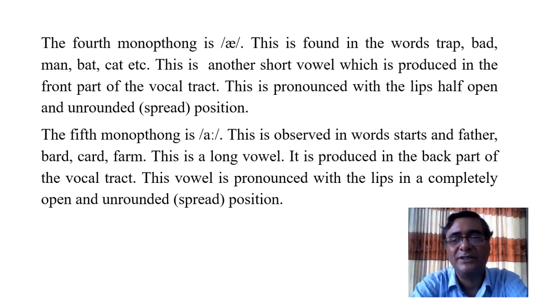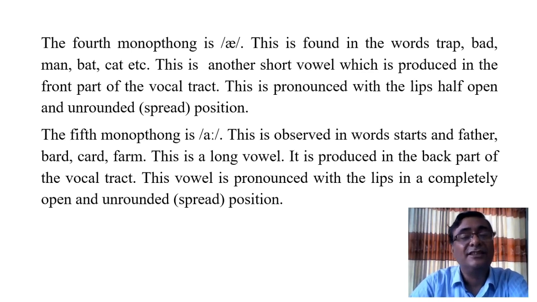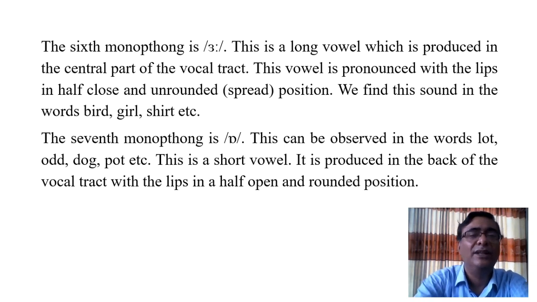This vowel is pronounced with the lips in a completely open and unrounded position. So our lips are completely open, an unrounded position, not rounded. It's spread, it's open, but not rounded. Rounded is something like this. It's open, but it's not round, and it's a spread position. Now let's go to the next one.